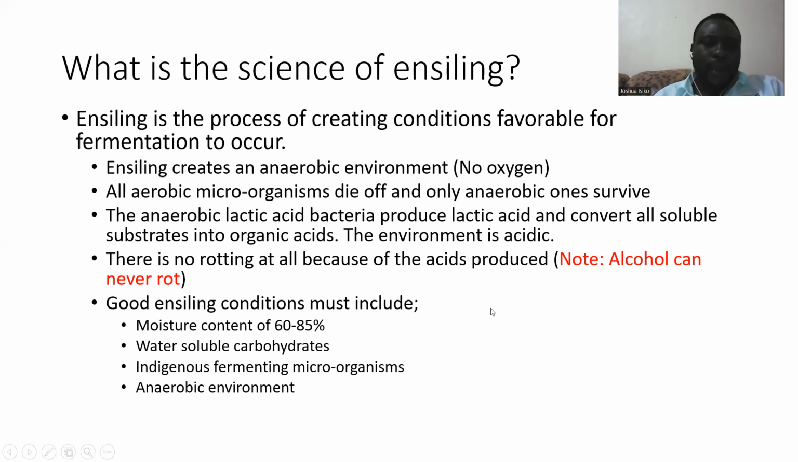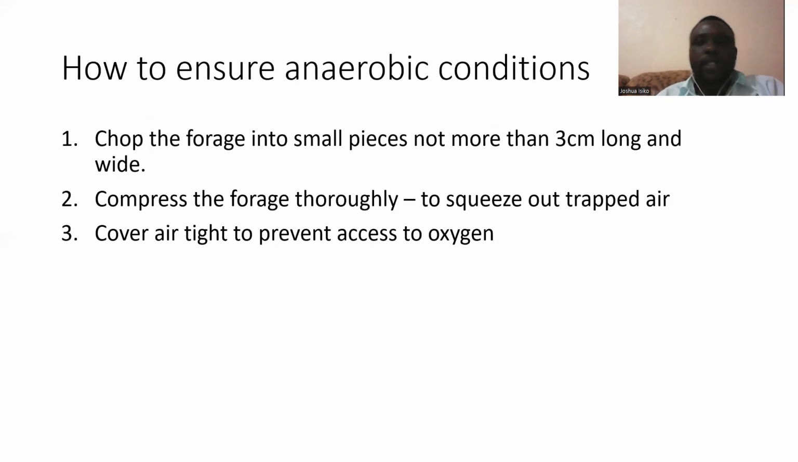And then what are the good ensiling conditions? Moisture content should be 60 to 85% in that particular forage. If it's too dry, you have to improve it. If it is too moist, you have to reduce it. And then there should be water-soluble carbohydrates in the silo. There should be indigenous fermenting microorganisms. And then the environment should be anaerobic. Anaerobic meaning no oxygen.